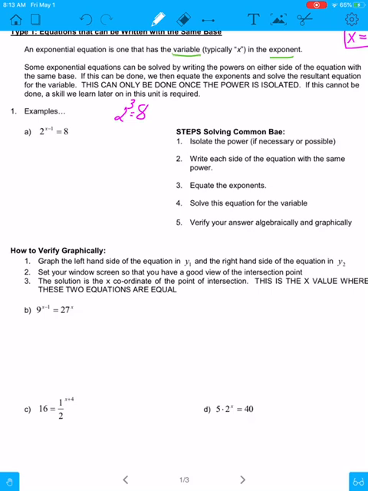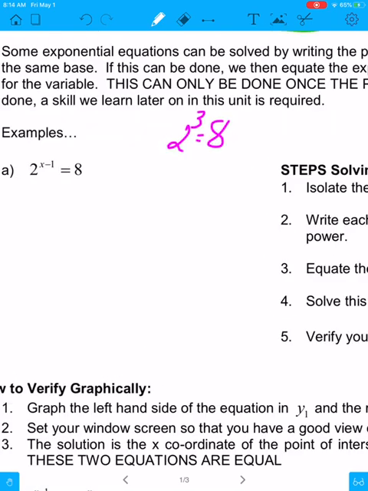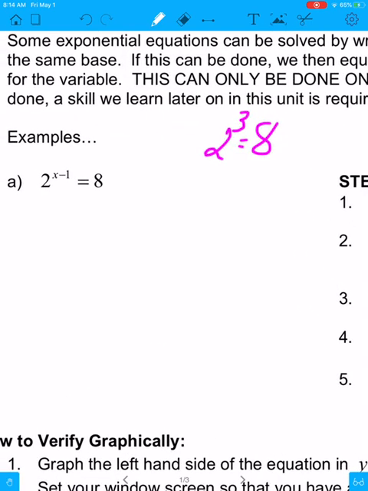I need the same bases. So I need to raise that base to an exponent to get the number. So please do not try and multiply two numbers together to get it. That is not helpful. We need the base to an exponent. So now I can say 2 to the x minus 1 equals, and 8 is 2 to the 3.